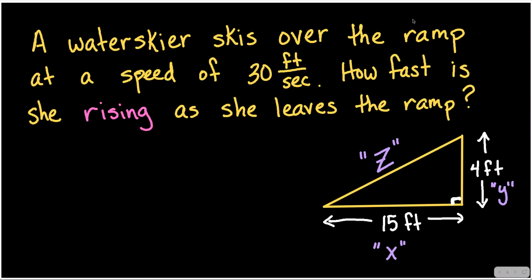A water skier skis over the ramp at a speed of 30 feet per second. How fast is she rising as she leaves the ramp?